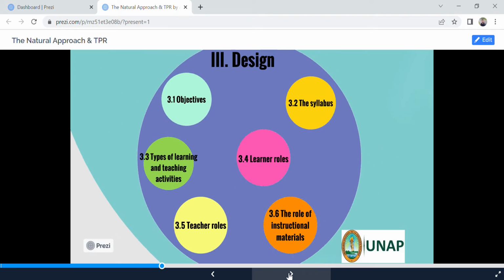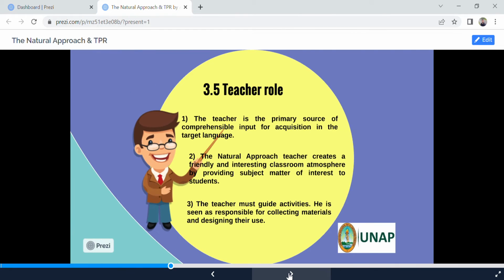Now, what is the teacher's role in this natural approach? The teacher is the primary source of comprehensible input for acquisition. The natural approach teacher creates a friendly and interesting classroom atmosphere by providing subject matter of interest to students. The teacher must guide activities. He is seen as responsible for collecting materials and designing their use.